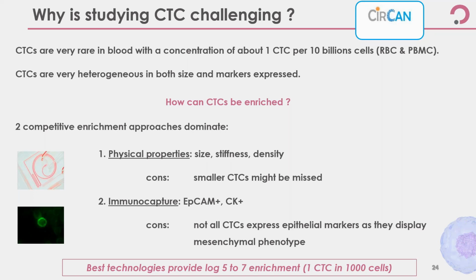To give you an idea of the results of those enrichment technologies, typically they achieve a log 5 to log 7 enrichment. So what you end up with is not a pure CTC sample. It's actually a sample that contains about 1 CTC for every 1,000 cells, and typically those remaining cells are going to be white blood cells.